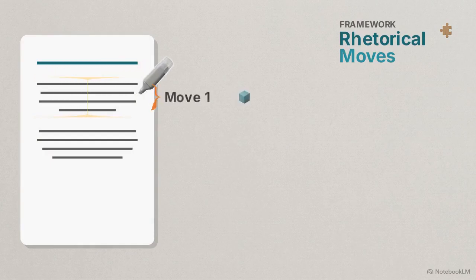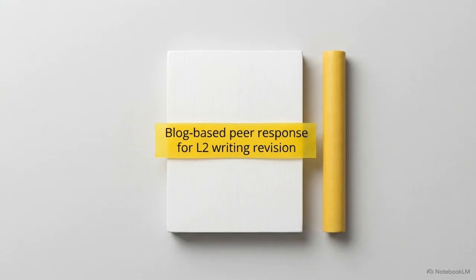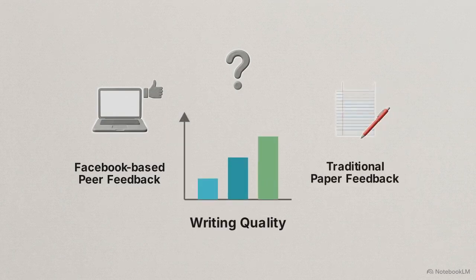To wrap these sections effectively, applied linguists use a framework called rhetorical moves. These are goal-directed communicative acts that perform very specific functions within an academic text. To see how this works in practice, we'll follow a real-world case study, a published paper by Pham and Usaha. Their study investigated whether Facebook-based peer feedback improved university students' writing quality better than traditional paper-based feedback.